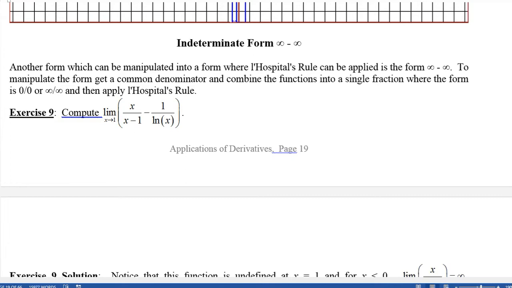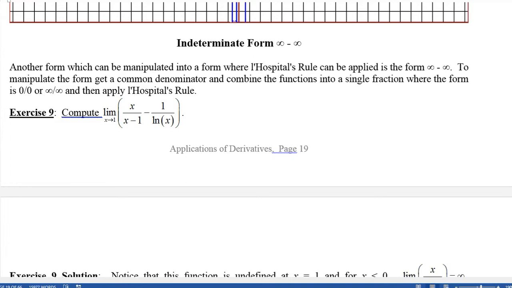Okay, so let's look at an example here. See if you can do this one on your own. Let me just give you the outline and see if you can try it yourself. So here you have the limit as x approaches 1 of x over x minus 1 minus 1 over natural log of x. And if you do the one-sided limits, you either get infinity or minus infinity for each of these two fractions. So this has basically the form infinity minus infinity.